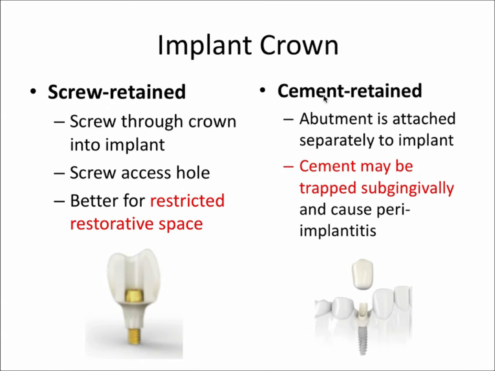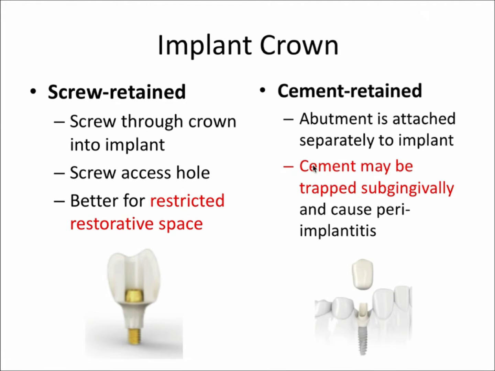Now the cement-retained crown is where the abutment is attached as a separate component from the crown. So these two are now separate, and you can have either the one-piece abutment with its own screw or the two-piece abutment with a separate screw. So, like I say here, the abutment is attached separately to the implant. The pros for this one are that there's no screw access hole. So it's typically better for anterior teeth and incisors because now we don't have to worry about having a screw access hole in an aesthetic area that could compromise our final result.